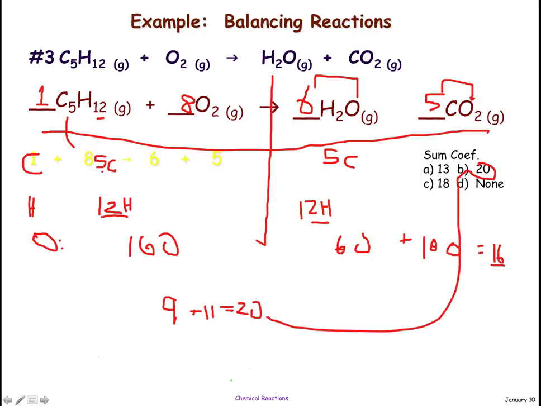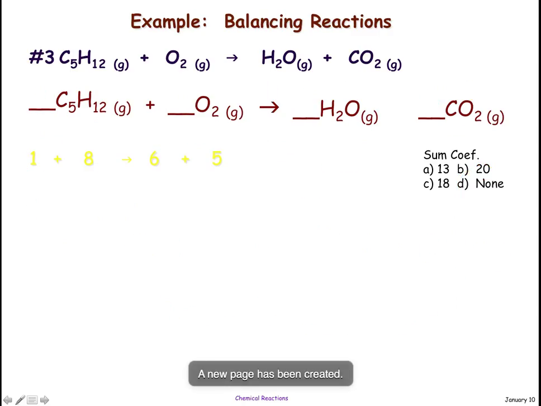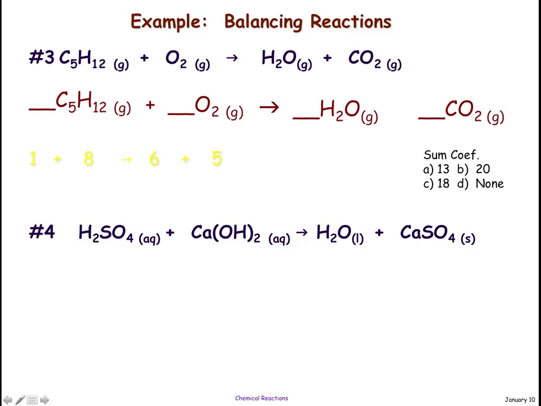And in fact, that's what you see. Okay, 1 plus 8, 6 plus 5, the answer is 20. Let's take a look at this next example. Here, I'm going to show you the trick of balancing polyatomic units. Here we've got sulfuric acid and calcium hydroxide to produce water and calcium sulfate.